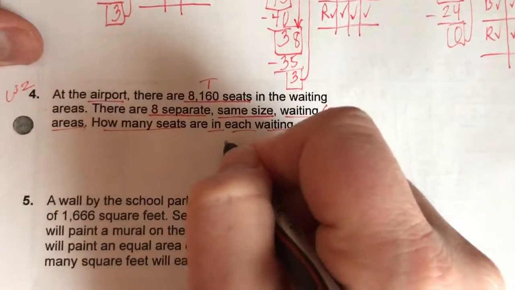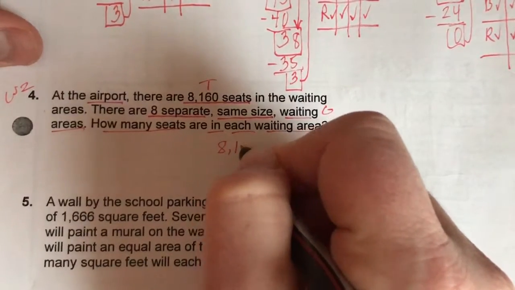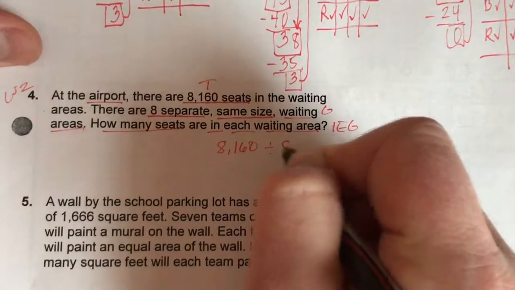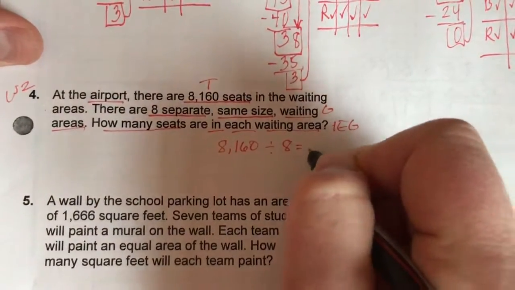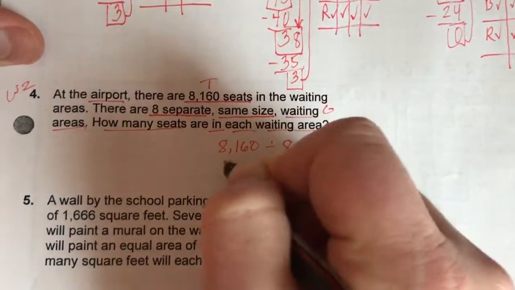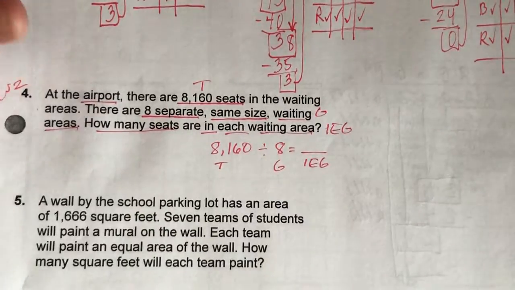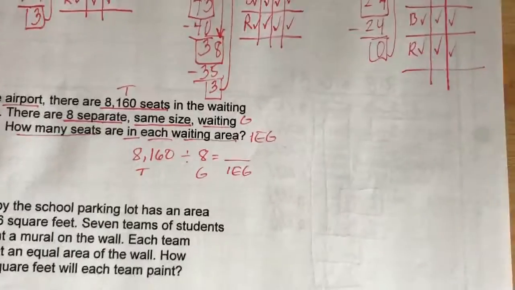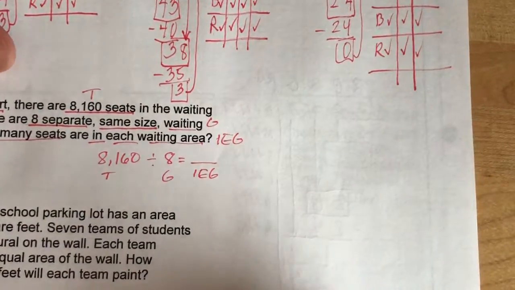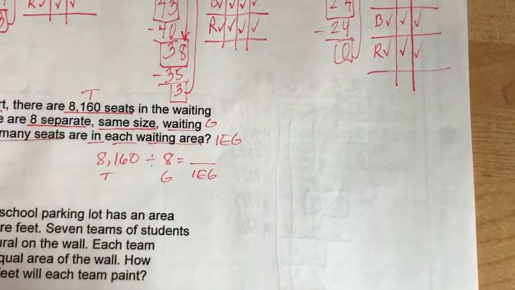Okay, so the problem I'm looking at is 8,160 divided by 8 will tell me how many are in each group. So we have a total, a group, and in each group. And so we're solving these out with long division, showing work. So I'm going to set it up on the side or on grid paper.